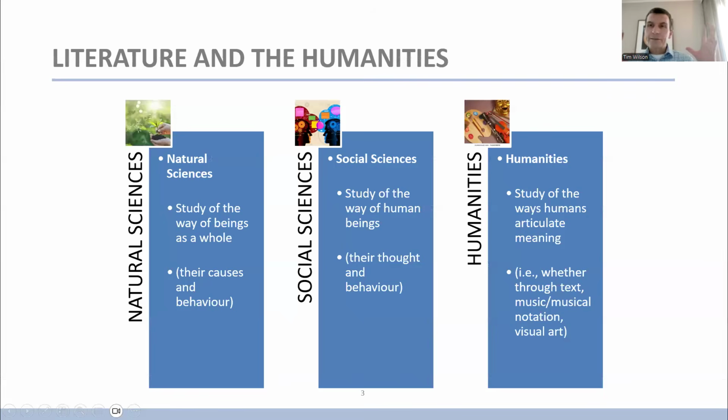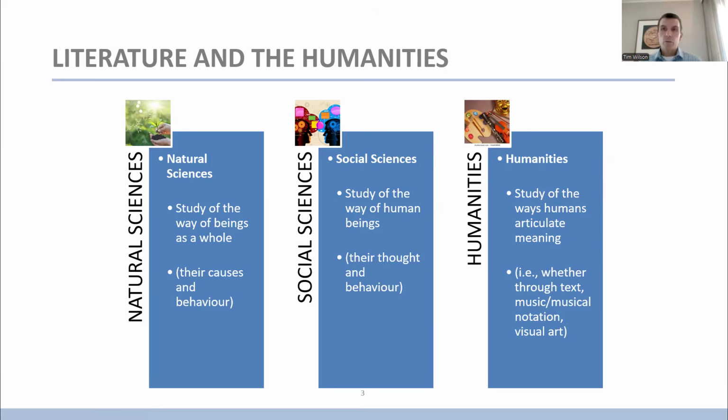So, we start any study, I think, with what is questions, and with literature, we have to say, okay, well, what is literature? And I think the first point of departure is you're studying literature as part of the humanities. We can distinguish between that and other disciplines, which are studying natural sciences, social sciences, and then finally, as I said, humanities. So if we start with natural sciences, the simplest way of thinking about that is it's the study of the way of beings, the way things are as a whole. So all the things in the cosmos, their causes, their behavior.